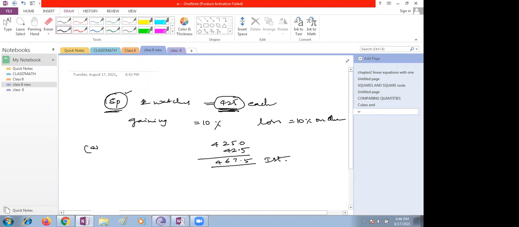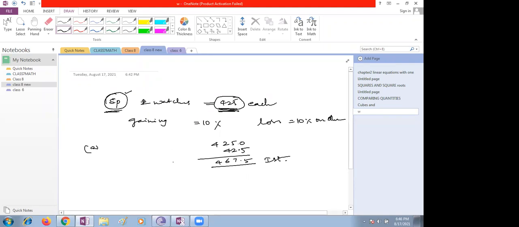Yes, ma'am. I think there is some mistake. Ma'am, but doesn't that depend on the cost price, not the selling price? Because they might have different cost prices, right? But they didn't mention. Okay. They did, ma'am. They said 2 watches for 425 each, both are 425 rupees only. So whatever we found out, it was the cost price only.